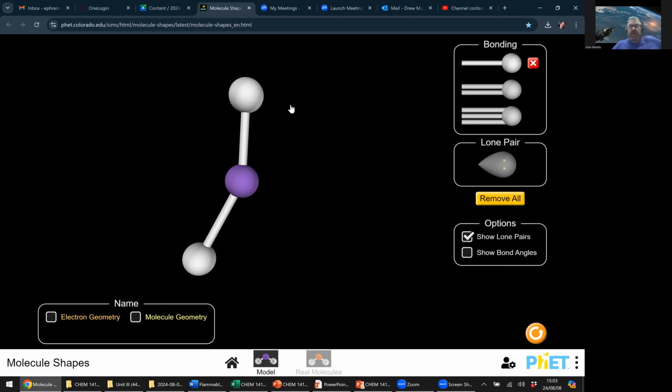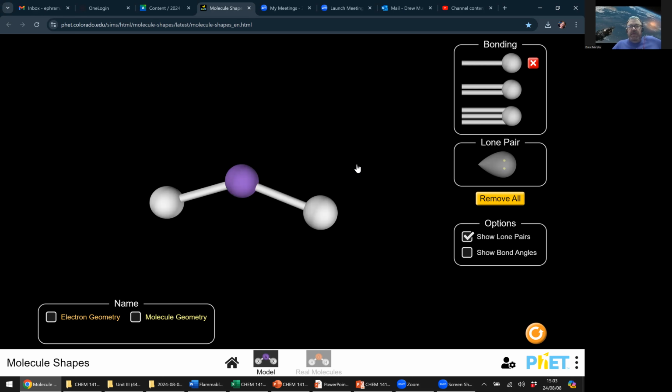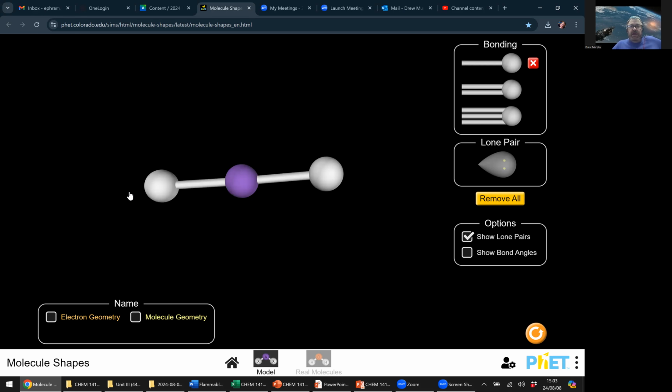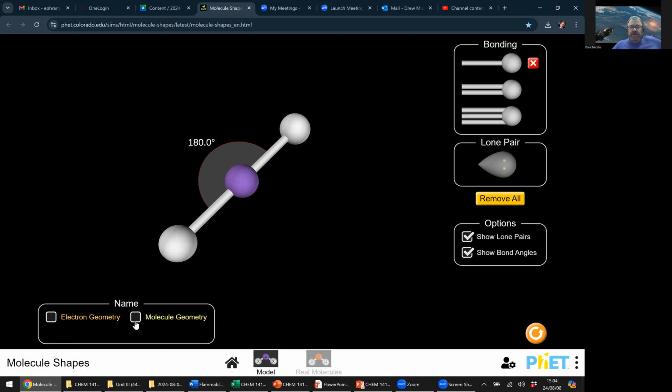These are going to be generic and you can wiggle them around, but really 2 things is linear. You can see that's a straight line. We can show bond angles here so we can see them 180 degrees. This is linear. One thing to make a note of here is that if you don't have any lone pairs on your central atom, then your geometry and shape are the same thing.